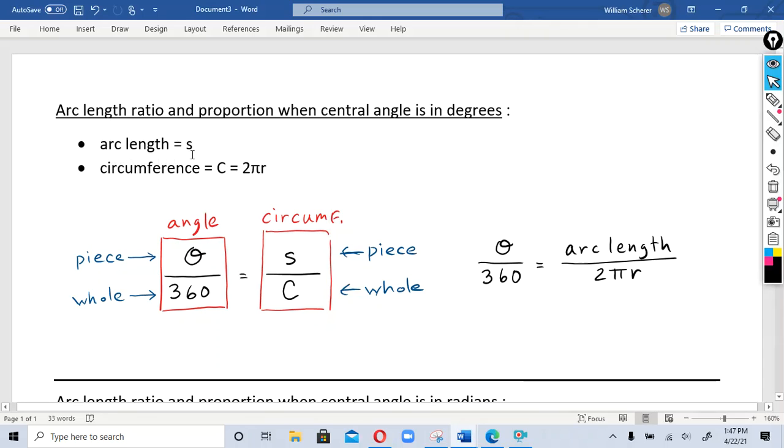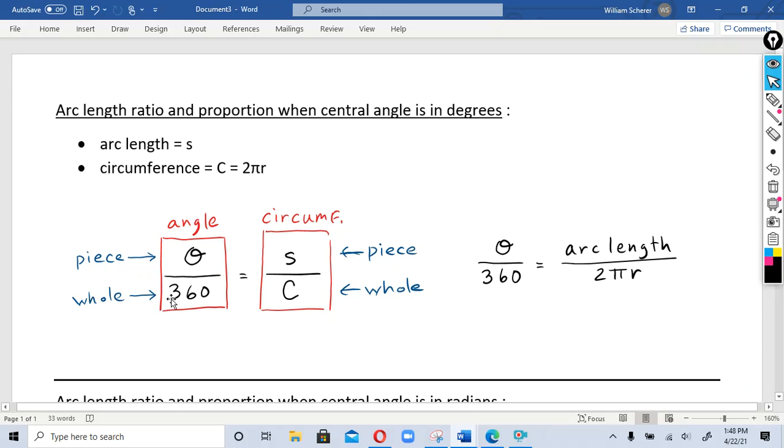You let the arc length equal S and the circumference equal C. We know the circumference C equals 2 pi r. So this fraction is going to be the angles, and this fraction is going to be the circumference. The numerators are going to be the piece or portion of the circle, and the denominators are going to be the whole circle. So for the angles, the angle for the arc is going to be the central angle theta. That's the piece or portion.